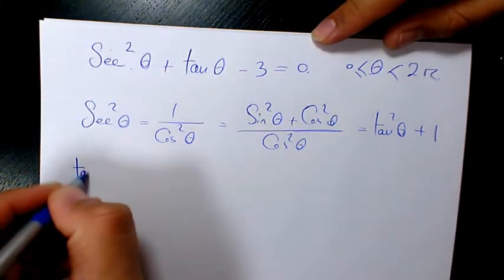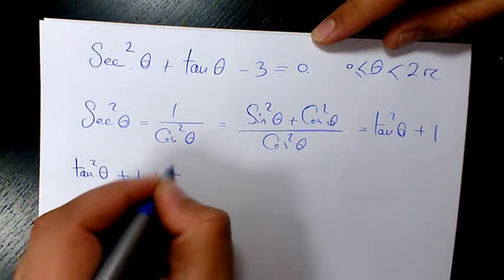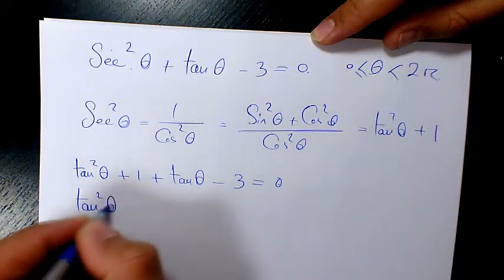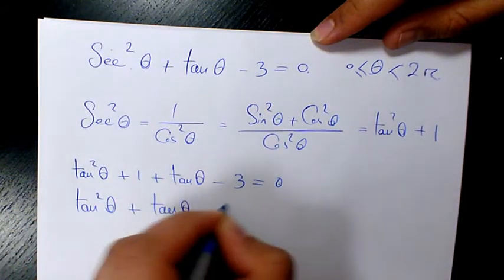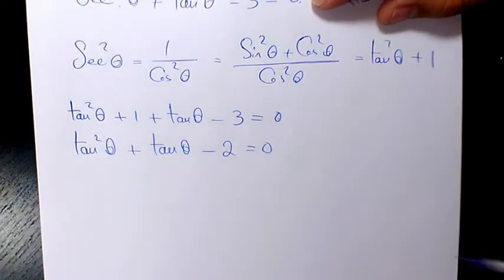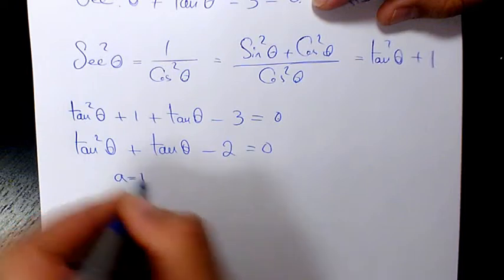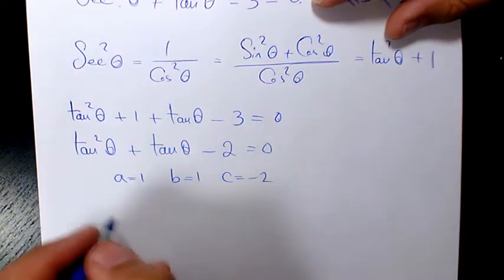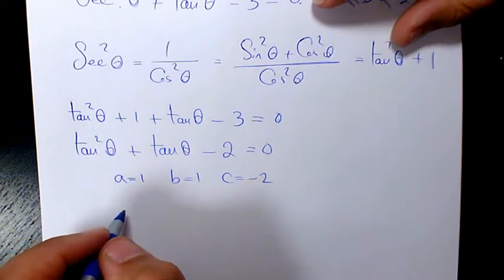So it's going to be tan squared theta plus 1 plus tan theta minus 3 equals 0. So we have tan squared theta plus tan theta minus 2 equals 0. So now I need to use the quadratic formula. A is 1, B is 1, C is negative 2. When you do the quadratic formula, the answers are going to be negative 2 and 1.